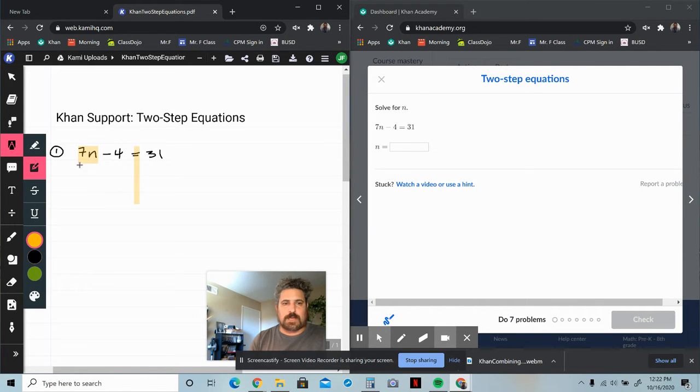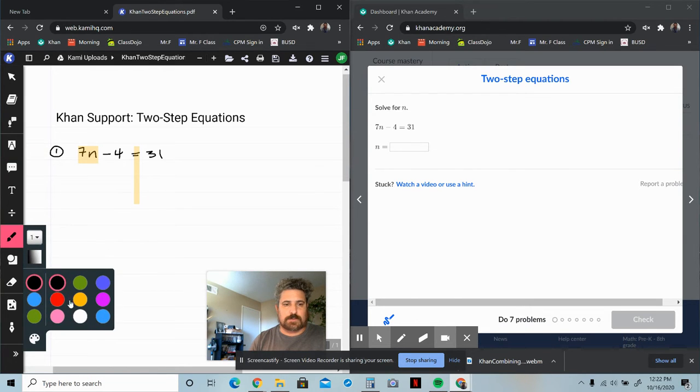So you're going to want to get that 7n all by itself, which means we want to undo this minus 4, right? How do we get rid of this minus 4? Well, what would undo subtraction? Addition, right? So you could just add 4 to both sides. That would work. So that's what you do. You add 4 to not just one side, but to both sides.